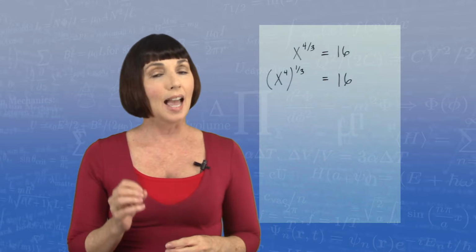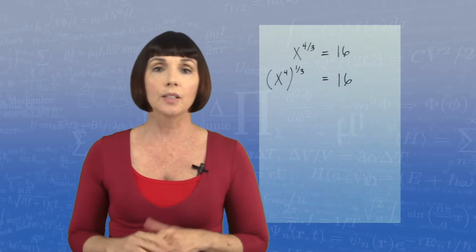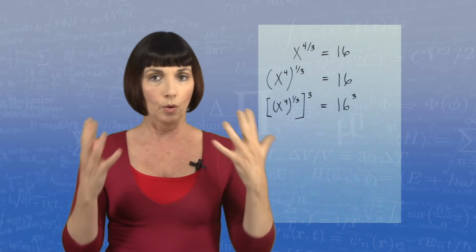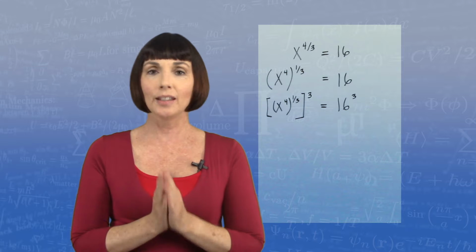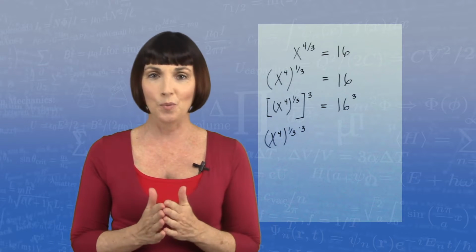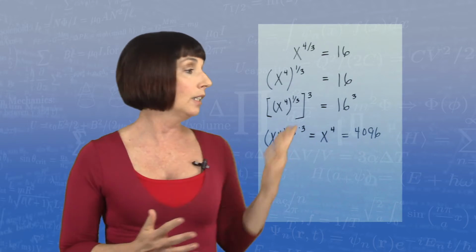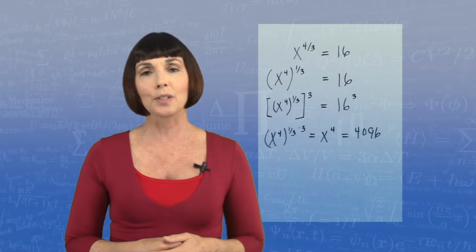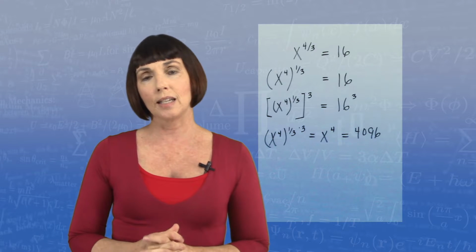Okay, so again, to get rid of that 1/3 in my exponent, I'm going to cube both sides of this equation. So I get x to the power of 4 raised to the power of 1/3, and that whole quantity cubed is equal to 16 cubed. Okay, on the left, I have a power of 1/3 times a power of 3. That just gives me 1 and leaves me with x to the power of 4. And 16 cubed is 4,096. You can always use a calculator if you're not sure about those things. It's fine. Okay, so now we have x to the power of 4 equals 4,096.